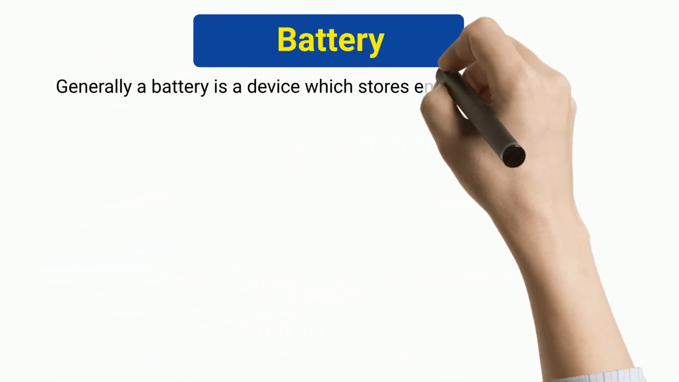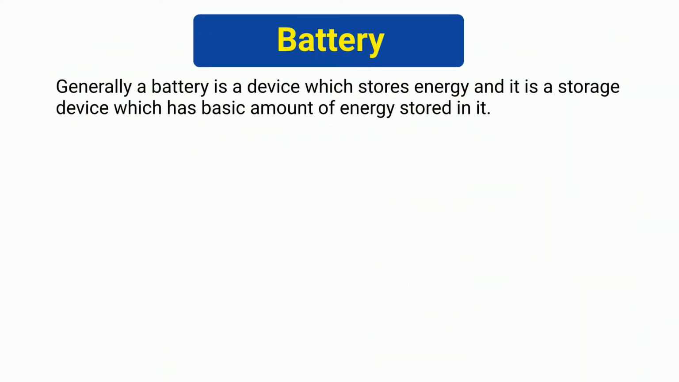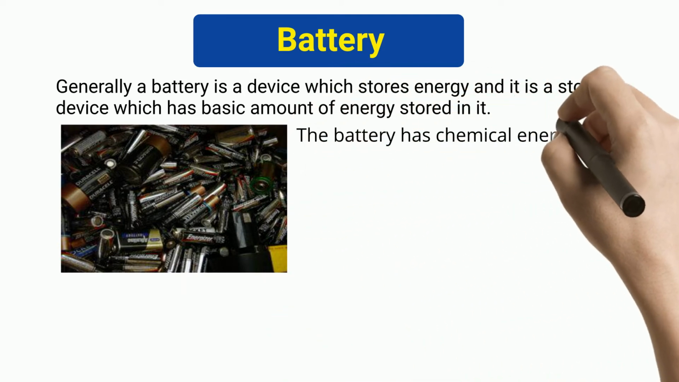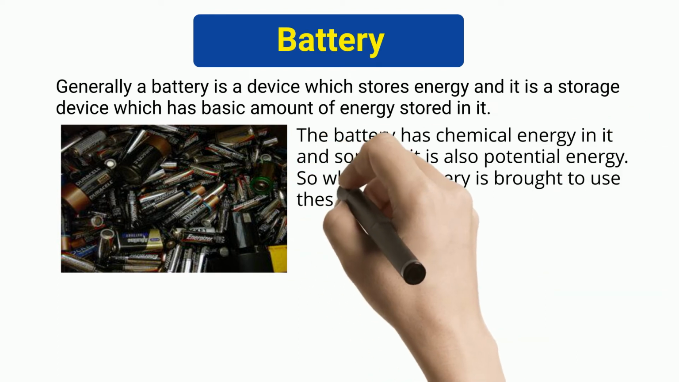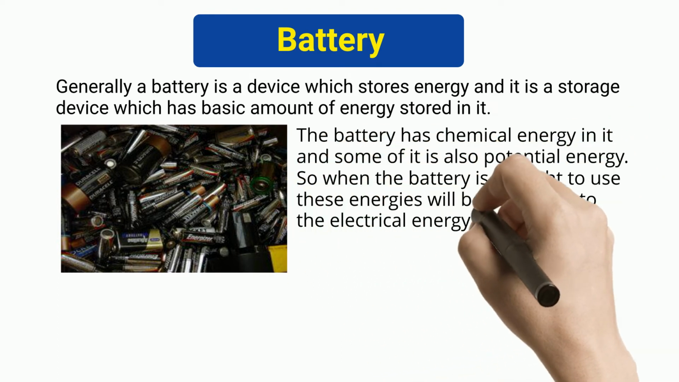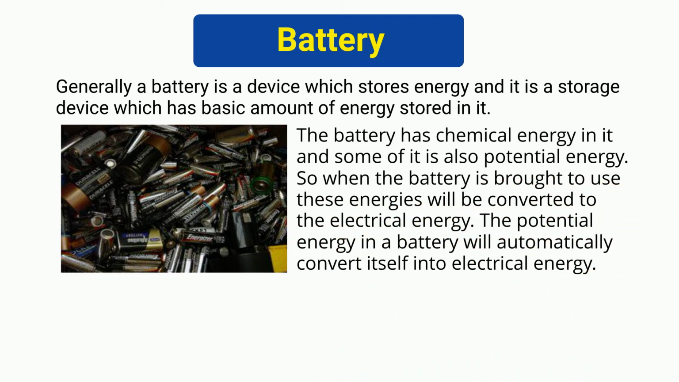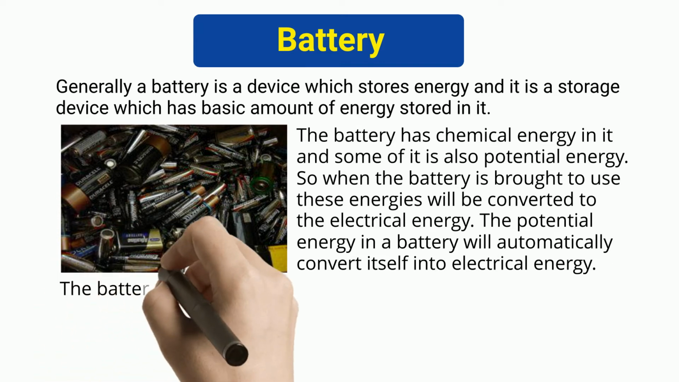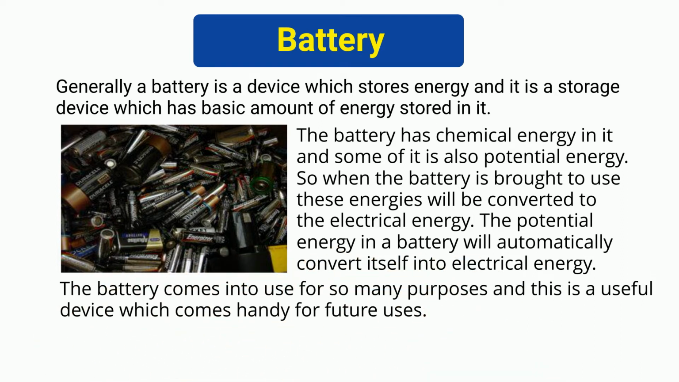Battery. Generally, a battery is a device which stores energy. It is a storage device which has a basic amount of energy stored in it. The battery has chemical energy in it, and some of it is also potential energy. So when the battery is brought to use, these energies will be converted to electrical energy. The potential energy in a battery will automatically convert itself into electrical energy. The battery comes into use for so many purposes, and this is a useful device which comes in handy for future uses.